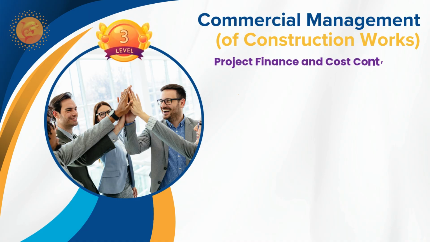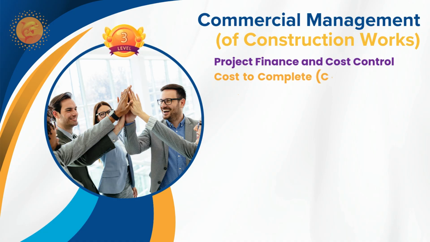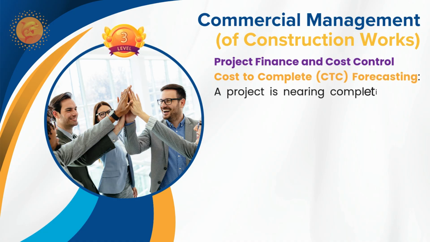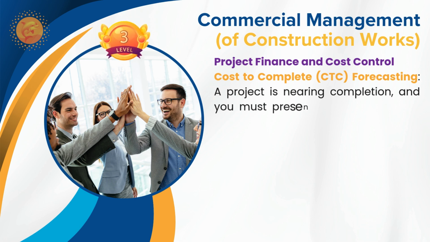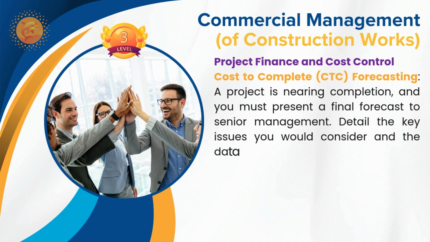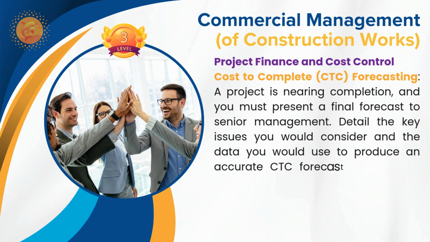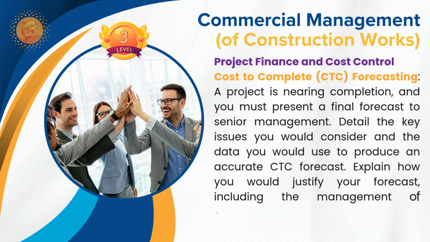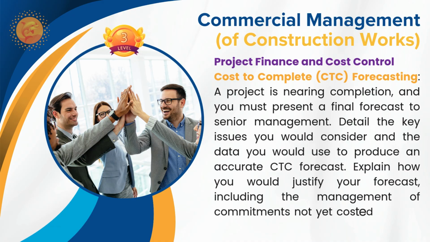So this is also under the same project finance and cost control scope. Cost to complete forecasting. Your project is nearing completion, which means the works are at the finishing stage, and you must present a final forecast to senior management. Detail the key issues you would consider and the data you would use to produce an accurate C2C forecast. That means how do you achieve accuracy in the cost to complete exercise?